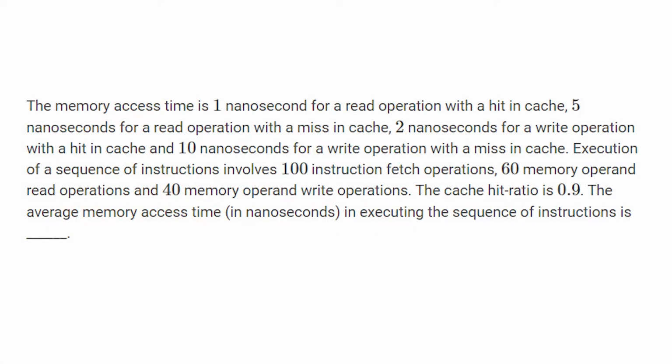The memory access time is 1 nanosecond for a read operation with a hit in cache, 5 nanoseconds for a read operation with a miss in cache, 2 nanoseconds for a write operation with a hit in cache, and 10 nanoseconds for a write operation with a miss in cache. Execution of a sequence of instructions involves 100 instruction fetch operations, 60 memory operand read operations, and 40 memory operand write operations. The cache hit ratio is 0.9. The average memory access time in nanoseconds in executing the sequence of instructions is dash.